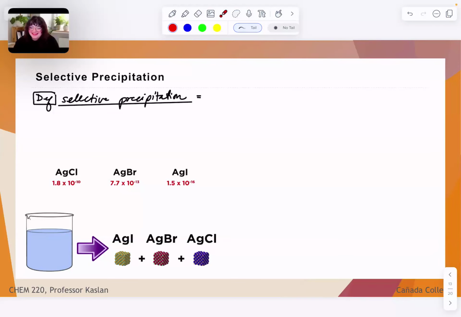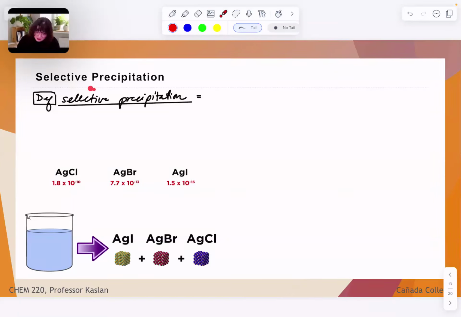All right. Hello, everyone. Welcome back to our conversation about precipitation reactions. We are now going to discuss a method that we utilize that looks at the different solubilities of various salts that allows us to then separate ions from these salts or ions in solution containing these salts using their differences in their solubility. So we call this selective precipitation.